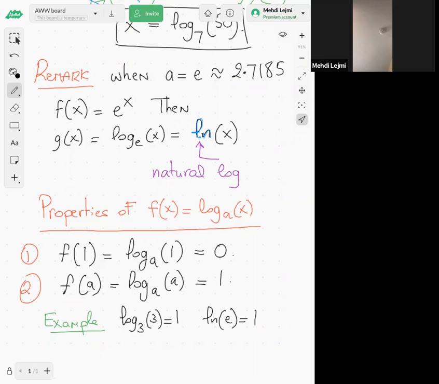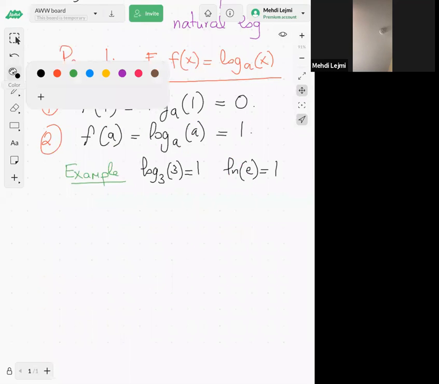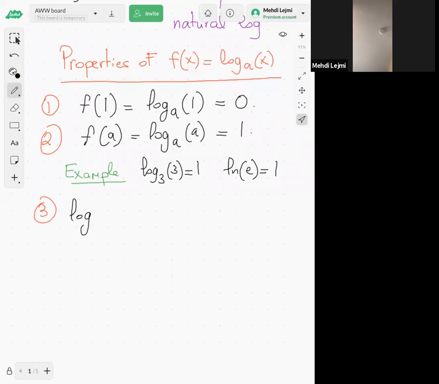Now, the next very important property is the log of a product. If you have log of x times y in base a, that's log in base a of x plus log in base a of y, okay?